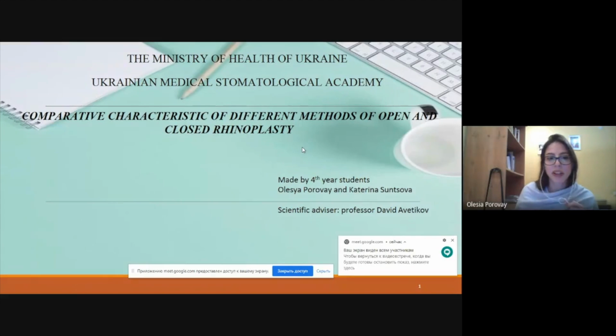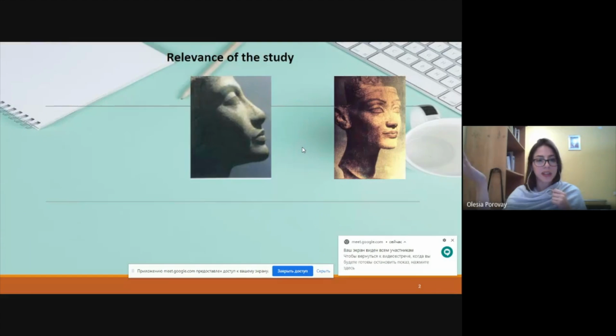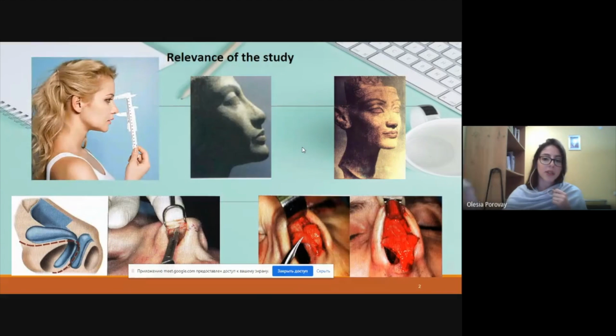Everybody, I'm going to be talking about comparative characteristics of different methods of open and closed rhinoplasty. Nowadays, rhinoplasty has plenty of surgical interventions focused on elimination and correction of nasal deformation and defects. Aesthetic rhinoplasty takes a leading place among other types of plastic surgery regarding the functional side, because the external nose is the beginning part of the respiratory tract and the peripheral part of the human olfactory analyzer.